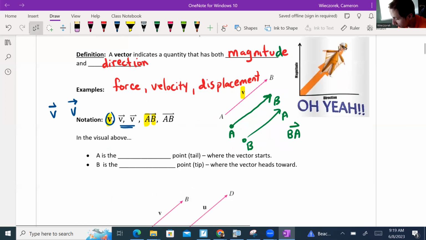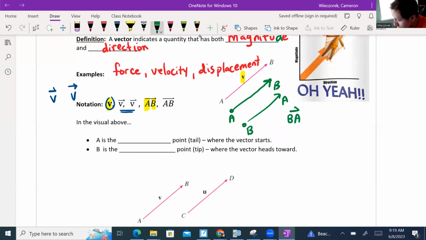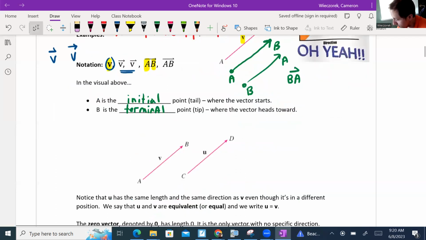Okay. So in our vector above, A is where we start. So that's called the initial point. And so that's the tail. And B is the terminal point. That's where the vector ends. So we call that the tip. That's where the little arrow is. And that's where the vector's heading towards.